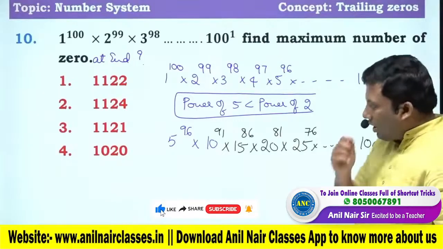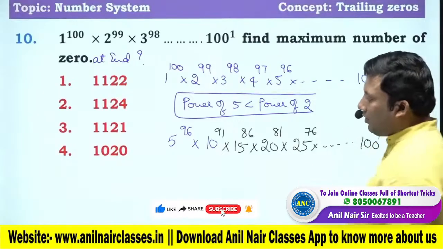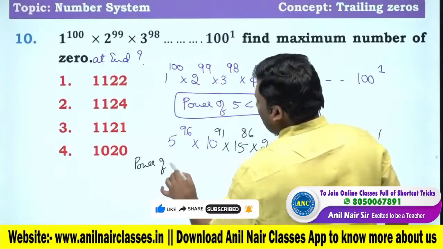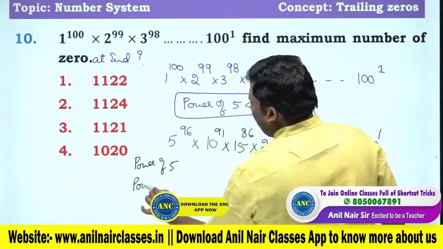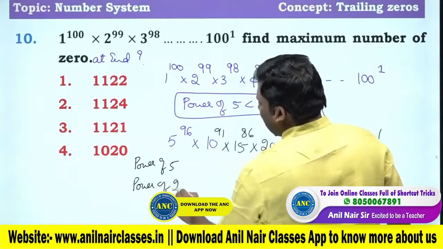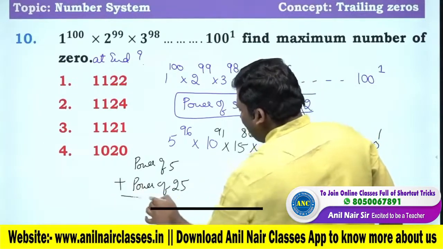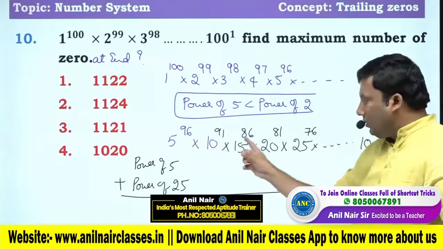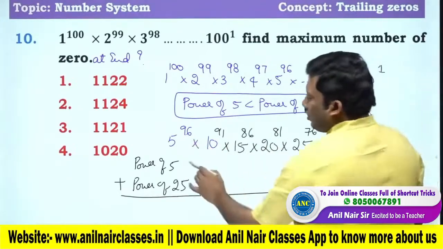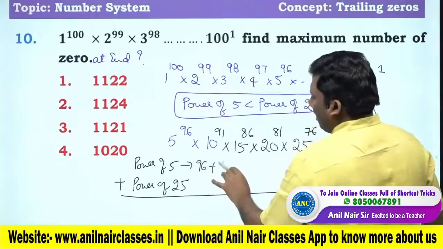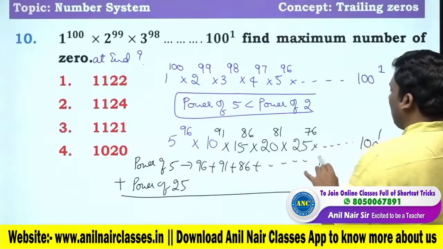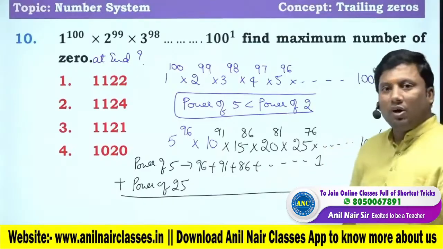Now if you observe carefully, first we will do powers of 5. Then we will do powers of 25. Then we will add it. In that way, the logic will be very, very easy. Every term contains 5. So 96 will come, 91 will come, 86 will come, and so on up to 1 will come. Are you all with me?